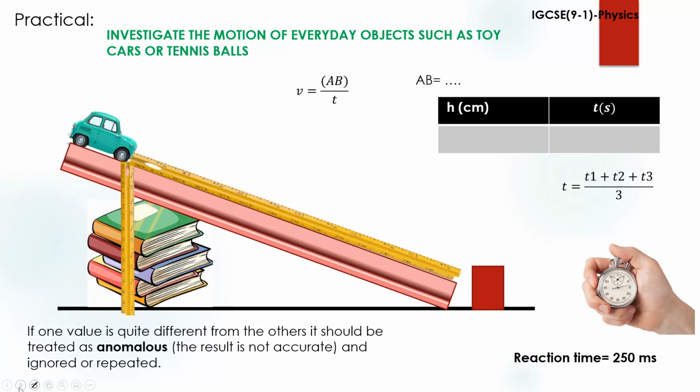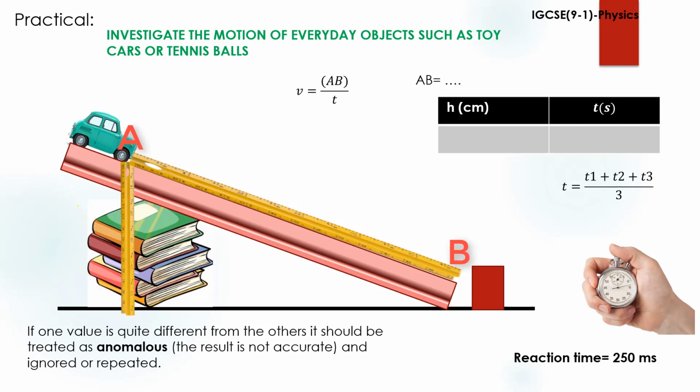Now practical. Investigate the motion of everyday objects such as toy cars or tennis balls. So in this practical, what we do, we take a wooden plank and a toy car, and we have to make a certain height inclined plane using a pile of books, right? Then we release the car from the top and measure the time taken to reach the bottom of the inclined plane using this stopwatch.